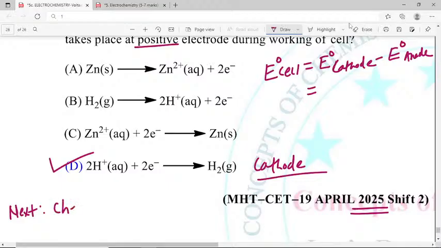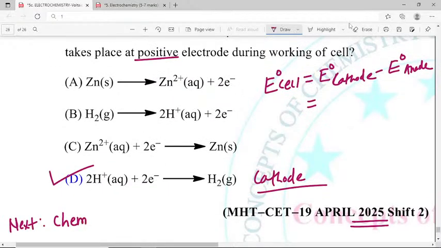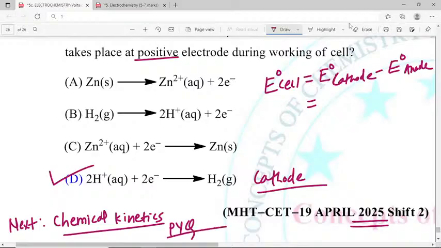Next chapter: chemical kinetics. PYQs. Always remember the PYQs. Chemical kinetics, 2021 to 2025: all the PYQs, all the questions.